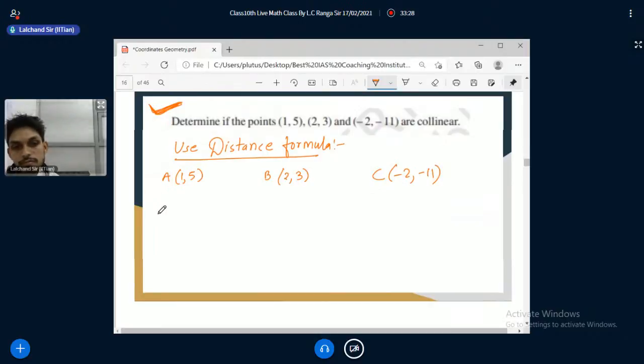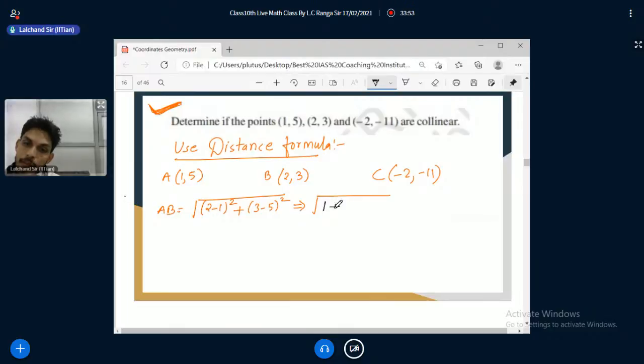So the first pair is AB. What is the distance between A and B? 2 minus 1 square plus 3 minus 5 square. If we simplify this, this is 1 plus 4, so that is equal to root 5, isn't it? Is there any calculation mistake? Check first.